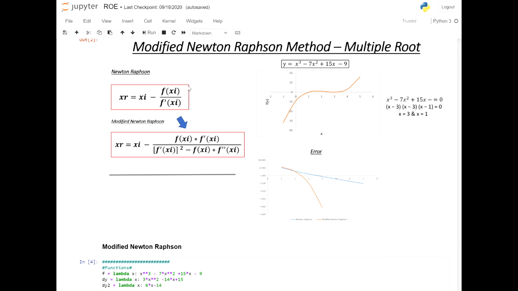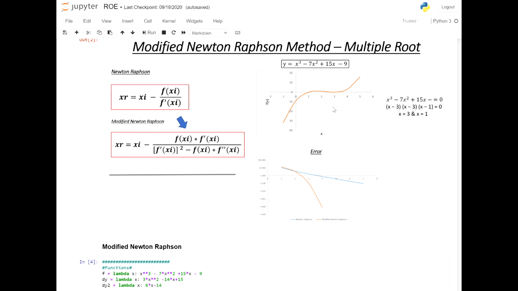So in this lesson, we're going to go through the Python code for the modified Newton-Raphson method, which is a method commonly used to find multiple roots. Now, if you remember, multiple roots are the roots where the function is tangential to the x-axis, as you can see with what we have here at 3. And this poses a few concerns.